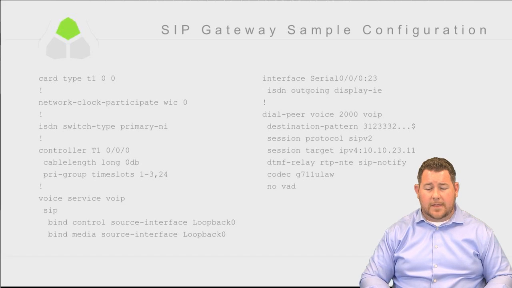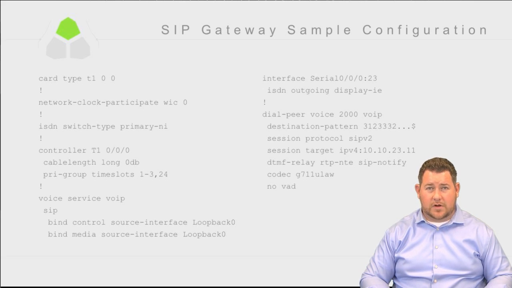So we have dial peer voice 2000 VoIP. We have 312-333-2... So that's expecting then a 10-digit number to be sent to Communications Manager here. So at this point, we can assume then that a number coming in from the PSTN will come in as a 10-digit number and then go right out this dial peer in order to go to Communications Manager. So we're saying destination pattern 312-333-2... and then $ to end that string.